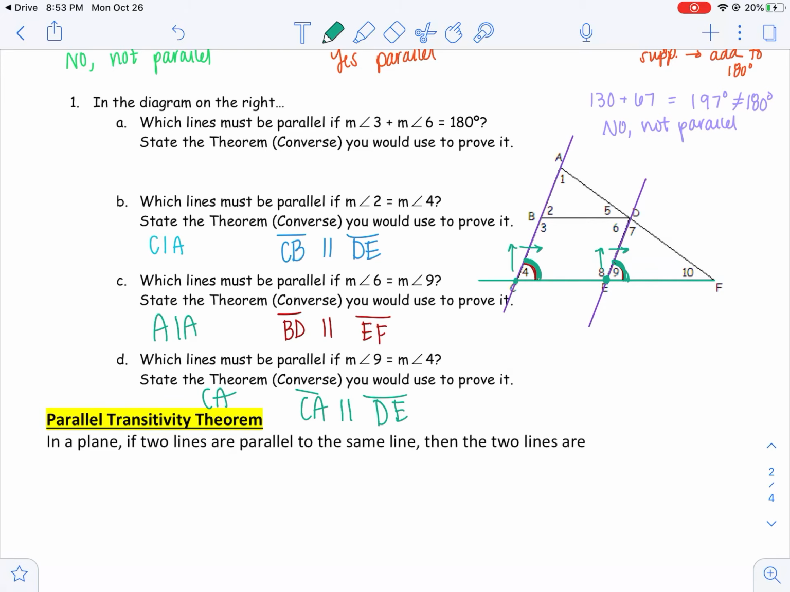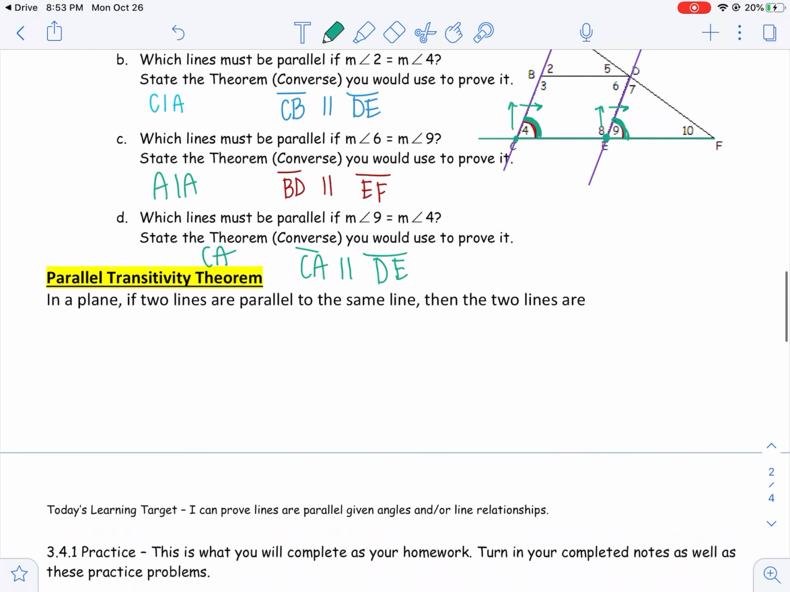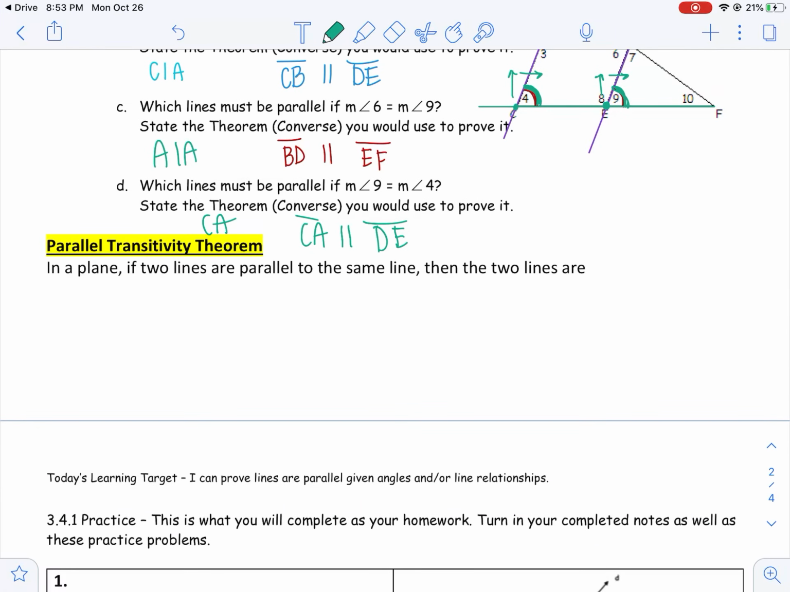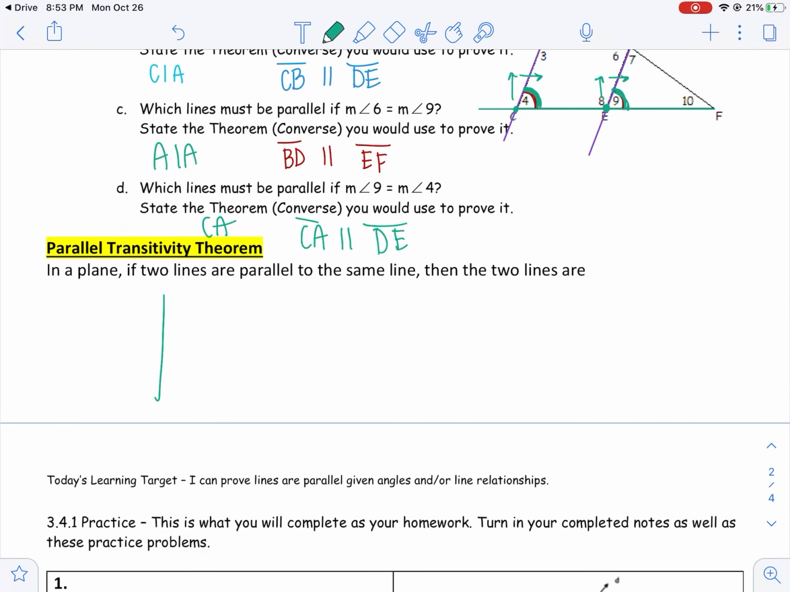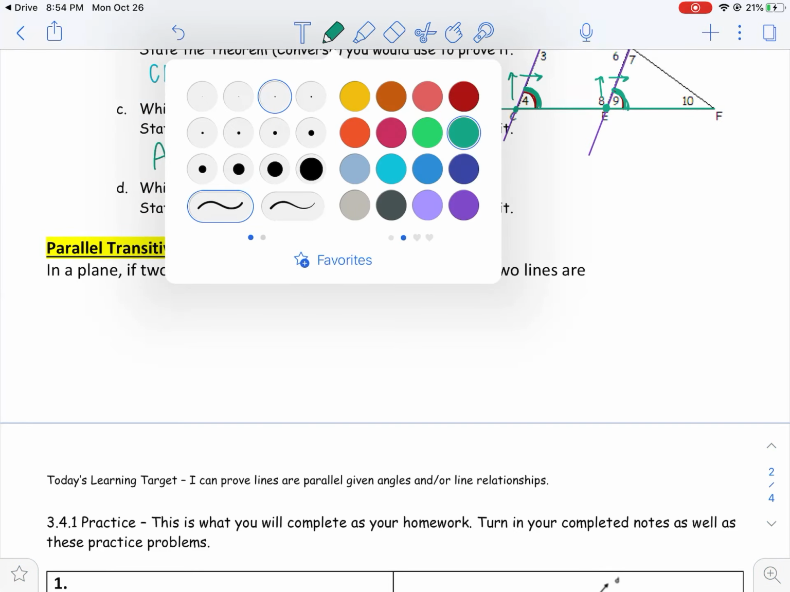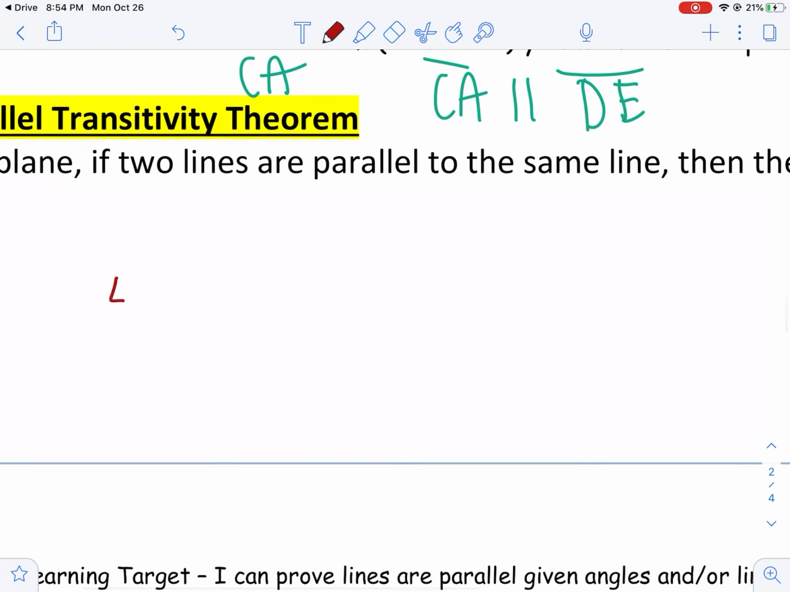Wonderful. Okay. Now, it states that we have a parallel transitivity theorem, in a plane. If two lines are parallel to the same line, then the two lines are blank. Okay, well, let's just think. I've got my plane in which these lines are existing on. All right, we're going to just assume our lines are existing on that plane. I'm not going to draw it.